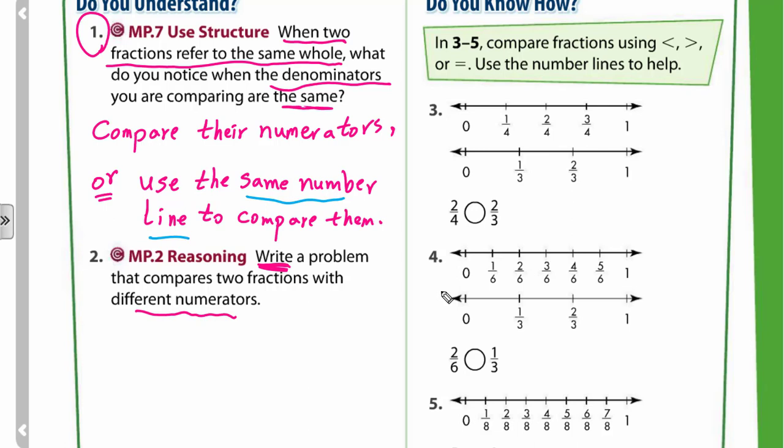So here I want two fractions with different numerators up. Okay, Ammar. I am here. Okay, Ammar, tell me two fractions with different numerators.